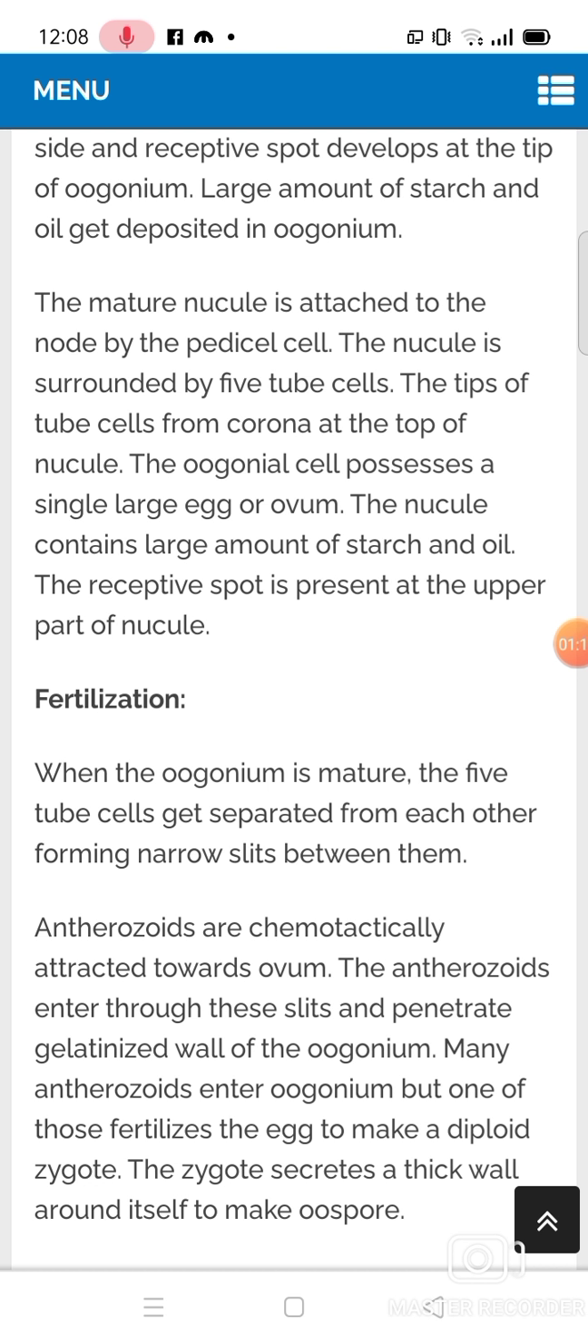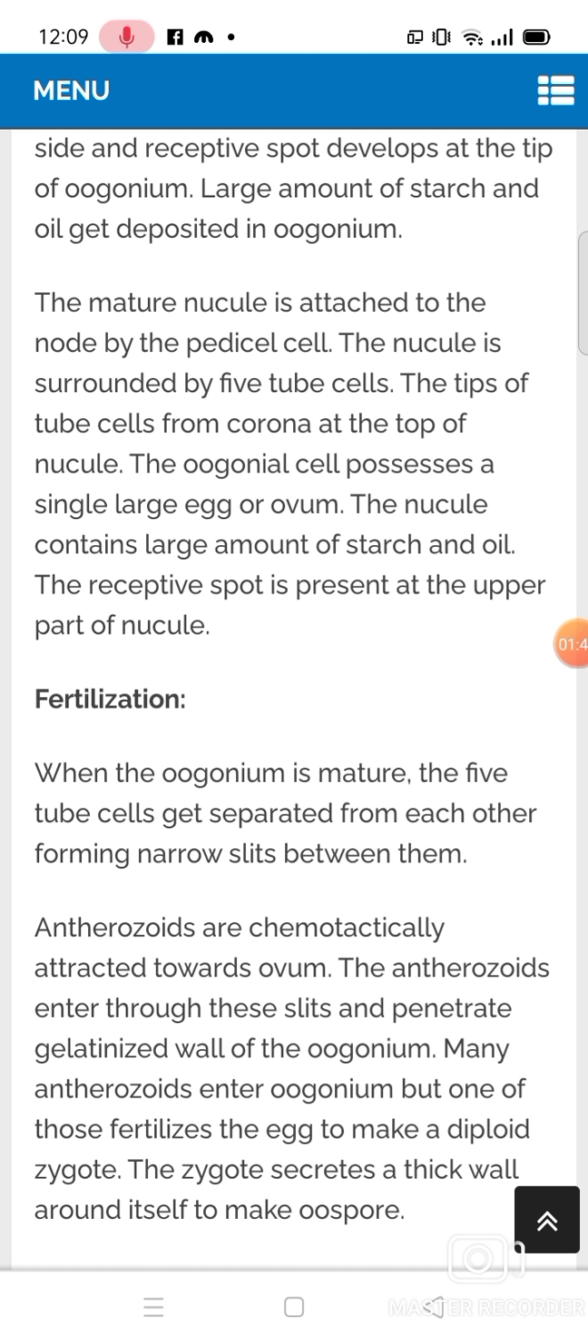In case of Chara, how do the ovum and the antherozoids, the egg and the sperms, get attracted to each other? The attraction is chemical. Certain chemicals are basically the reason for their attraction. So if the attraction of the sex cells is done by means of chemicals, such type of attraction is called chemotactic attraction.